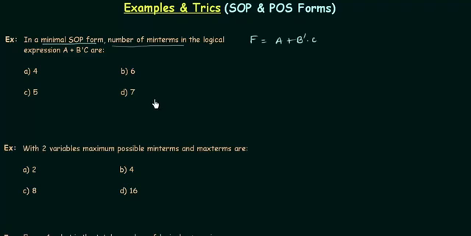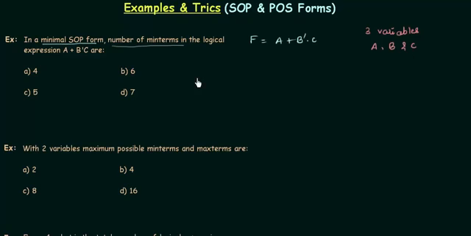So let's start with it. We have to follow the same steps that we discussed in the last presentation. Step number 1 is to find the number of variables and their names. I can see there are 3 variables, A, B, C. So let me write it down. We have 3 variables and they are A, B and C, right?